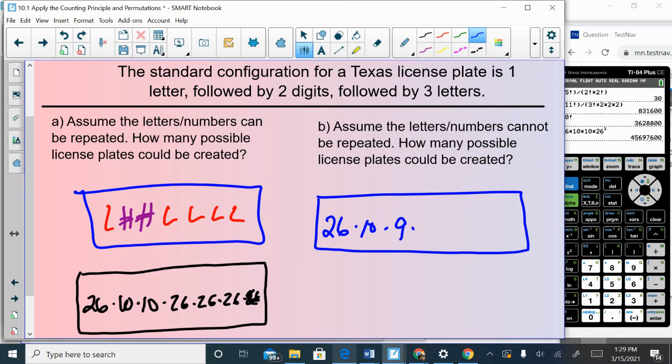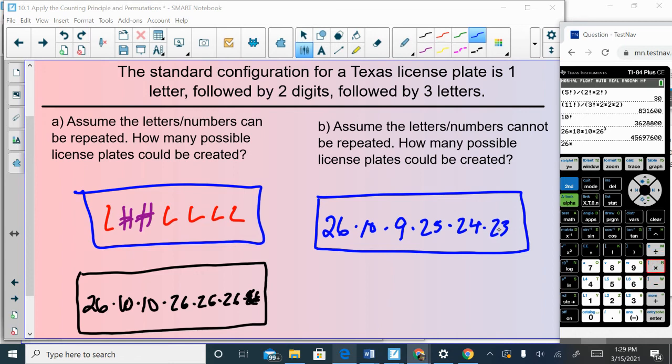And that same idea is going to hold. We want to pick a letter, but one letter has already been selected, so there's only 25 different possibilities, and then 24 different possibilities after that, because 2 of them have been decided, then 23 after that. So this problem would look like 26 times 10 times 9 times 25 times 24 times 23. And of course, there's going to be less here because we can't repeat them. We just have fewer different possibilities.